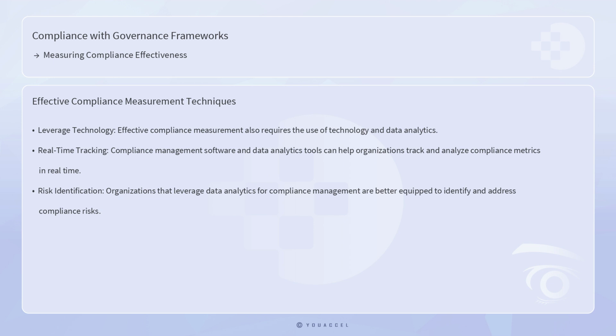Effective compliance measurement also requires the use of technology and data analytics. Compliance management software and data analytics tools can help organizations track and analyze compliance metrics in real time, identify patterns and trends, and generate actionable insights. For example, data analytics can be used to monitor employee behavior and detect potential compliance violations before they escalate into significant issues. According to a study by Gartner, organizations that leverage data analytics for compliance management are better equipped to identify and address compliance risks, leading to improved compliance outcomes.